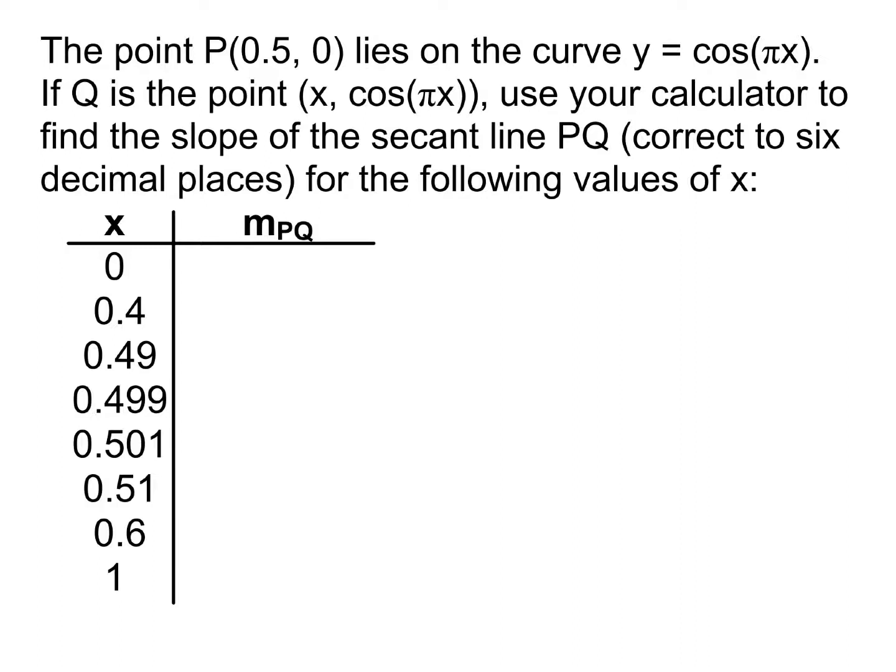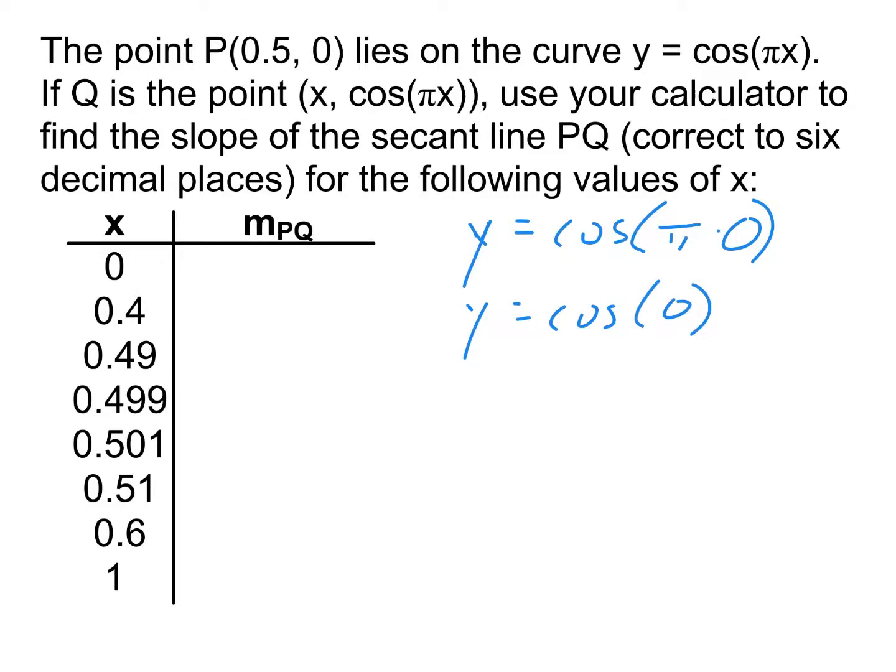So just to make sure that we're starting off on the right foot here, if I was doing the x is 0, if x is 0, what is y? Well, we'd actually have to calculate that, right? You'd have to go y equals cosine of pi times 0. Well, pi times 0, of course, is 0, so that's going to be cosine of 0. What is cosine of 0? And so y ends up equaling 1 there.